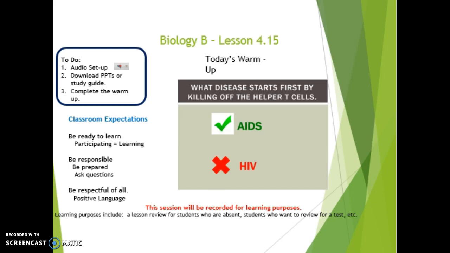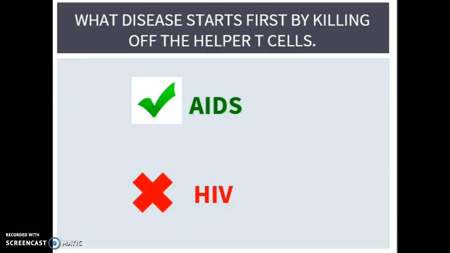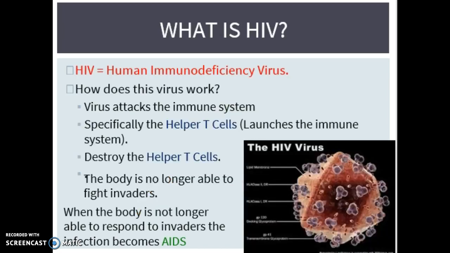What disease starts first by killing off the helper T cells? Is it AIDS or HIV? I hope you picked HIV. HIV is the human immunodeficiency virus, and it goes in and attacks the helper T cells.